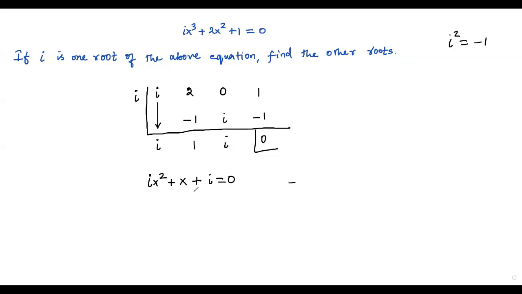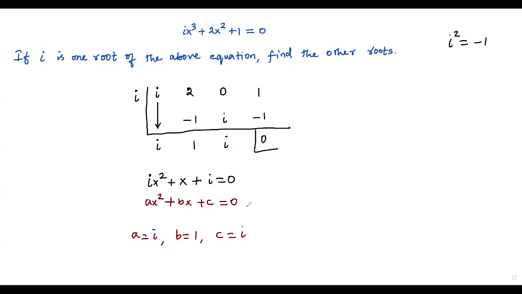So now we have to use the quadratic formula. For that, I have to compare this quadratic equation with ax square + bx + c = 0. When I do such a comparison, I'm getting a equals i, that's the coefficient of x square, and b is the coefficient of x. In our equation, the coefficient of x is +1, or simply 1, and c is the constant term. Here we have i.